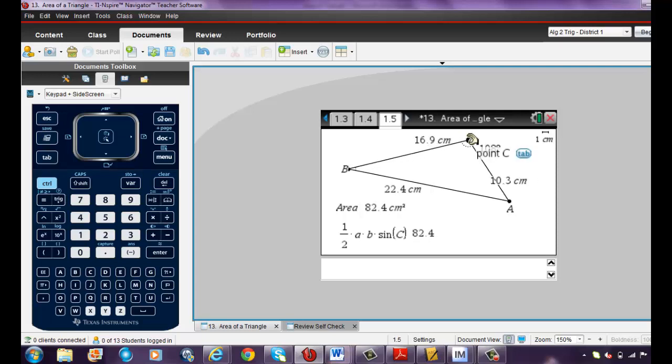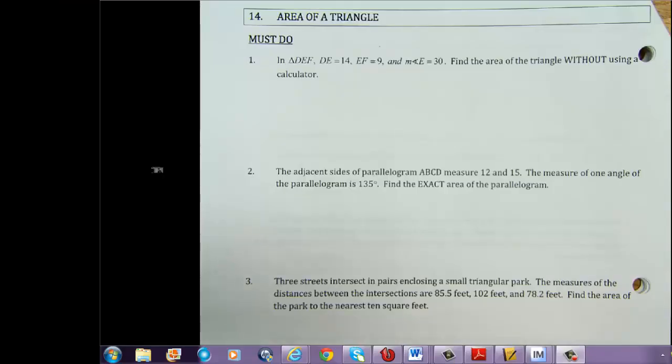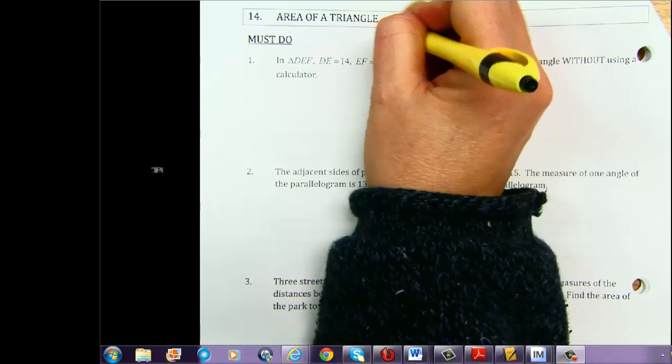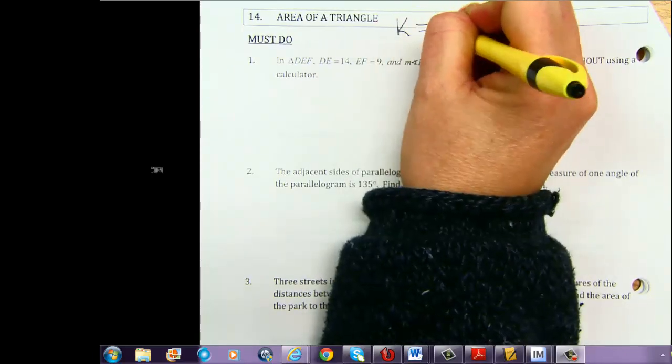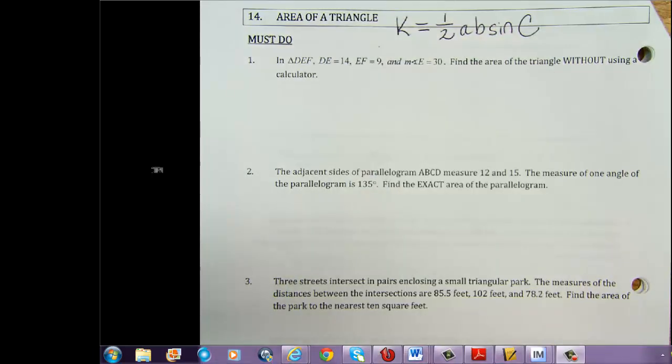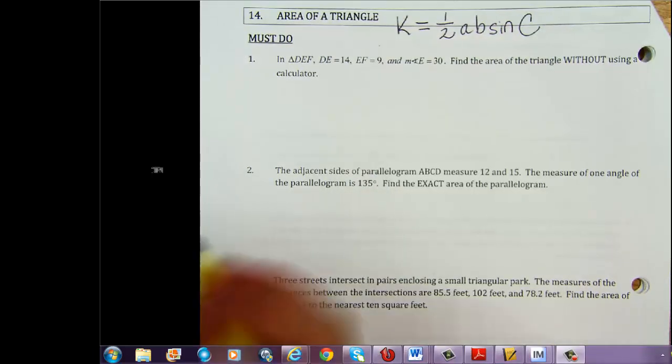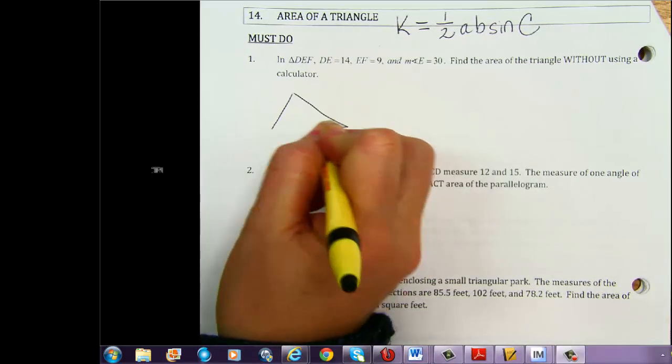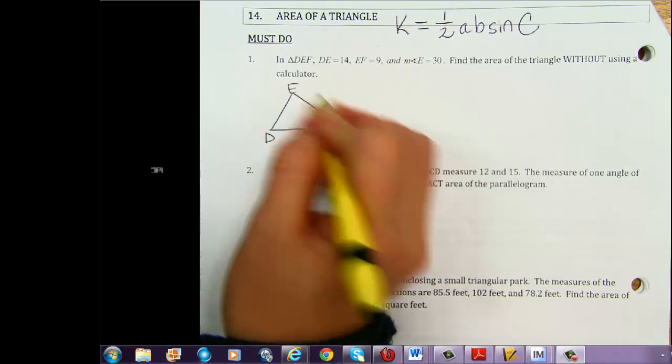When you're done playing with that, let's do some practice. In your lab packet, must do number 1. Again, I rewrite the area formula. The more you write it, the better you'll learn it. And just like with any of our formulas from our formula sheet, we can rename them, and we must rename them according to the information we're given.